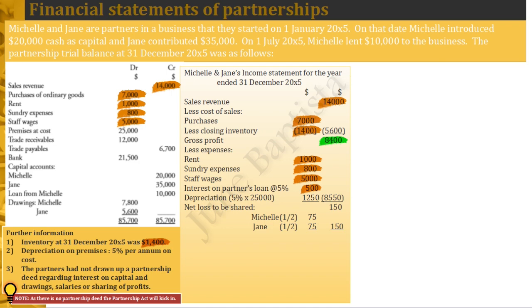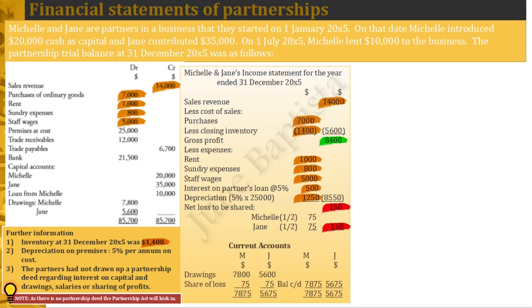Depreciation, as per further information 2, is 5% of $25,000 to give us $1,250. On deducting this, we have a net loss of $150, which is shared by Michelle and Jane equally as per the Partnership Act. Remember, there is no partnership deed.